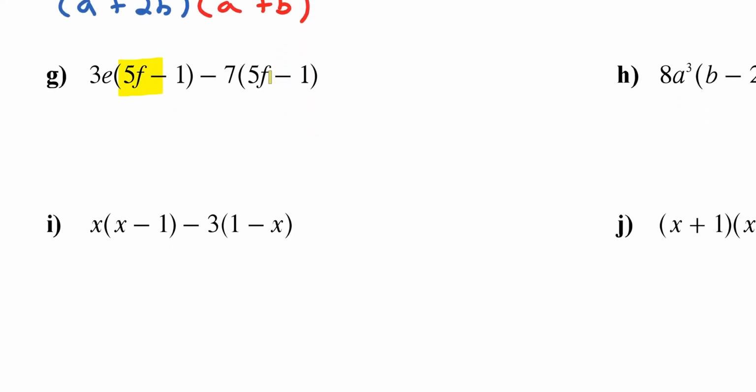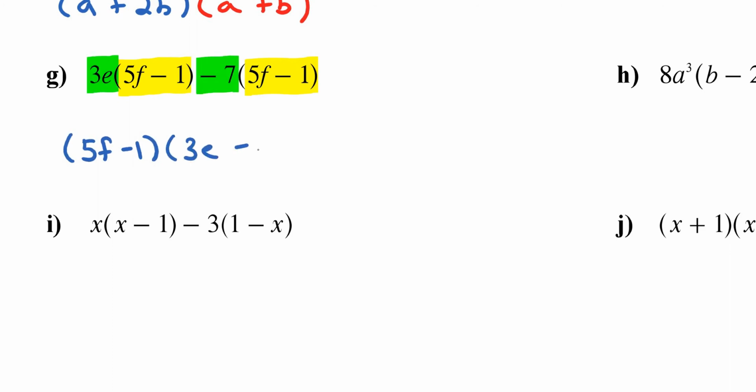For letter G, I have 5f minus 1, so let's go ahead and factor that out. So 5f minus 1, and then let's ask ourselves what is left over. Well, it's the 3e and then the minus 7. So there's my final answer there.